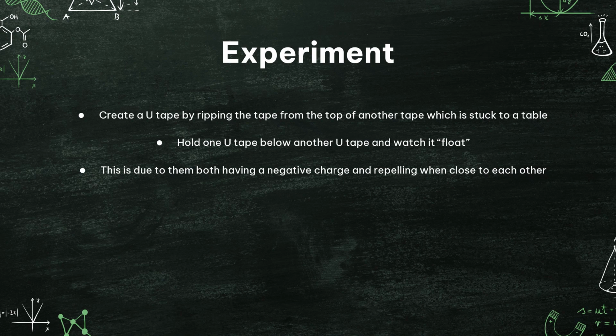Now, getting into the specifics of the experiment, we created a U-tape by ripping one tape from the top of another tape, which was stuck to a table. Then you hold one of these U-tapes below another U-tape, and then the top one will float. This is because they both have the same charge and they're repelling when they're close to each other.